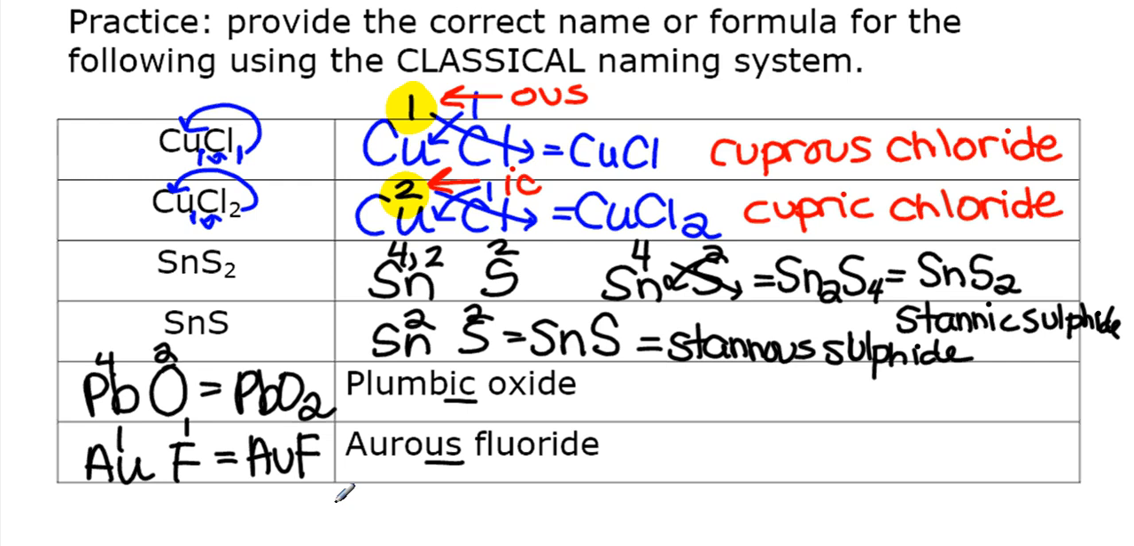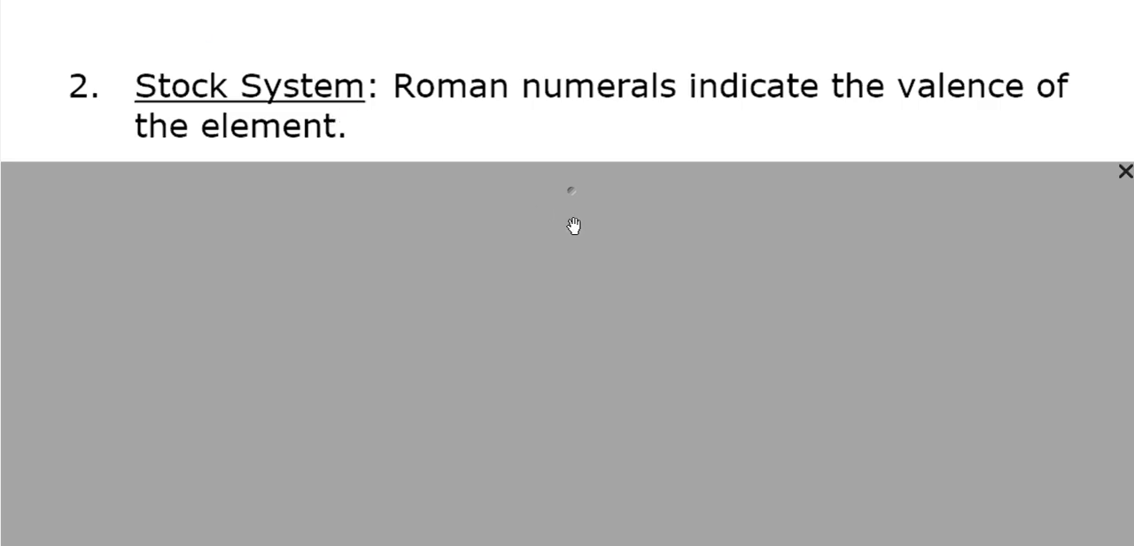It has its limitations because obviously it only works if there are 2 charges, which works for the most common charges. But what happens when you have multiple charges? Then you have to use the other system, which is the stock system, which we're going to review next. So the stock system is the one that you would have used in grade 10, where you're using Roman numerals to indicate the valence or the charge of the element.